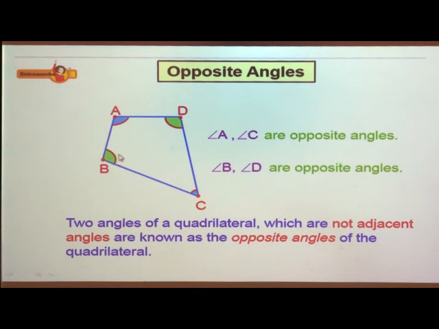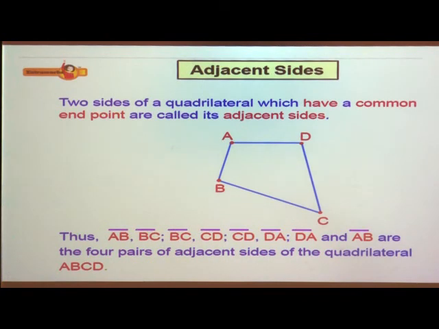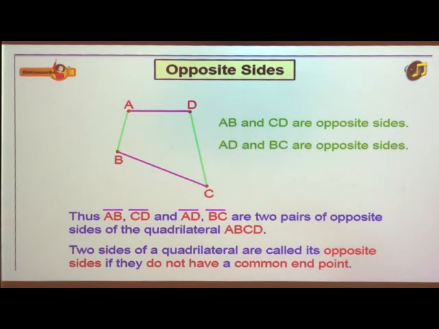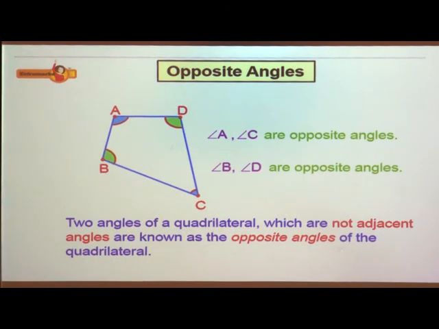Opposite, exactly in front. Those are not adjacent, which does not lie on the same side. Two angles of a quadrilateral which are not adjacent angles, which do not lie on the same side, are called opposite angles of the quadrilateral. Now, we have seen adjacent sides, adjacent angles, opposite sides and opposite angles of a quadrilateral.